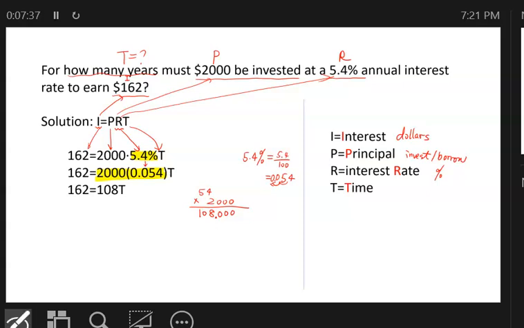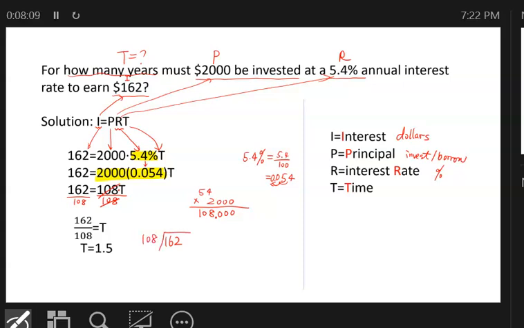Now all we have to do is get rid of 108, and remember this is 108 times T, so we're going to divide both sides by 108. Divide the left-hand side by 108, divide the right-hand side by 108. They cancel, so we have T by itself on the left-hand side. We can either reduce this, or we can do 162 divided by 108.